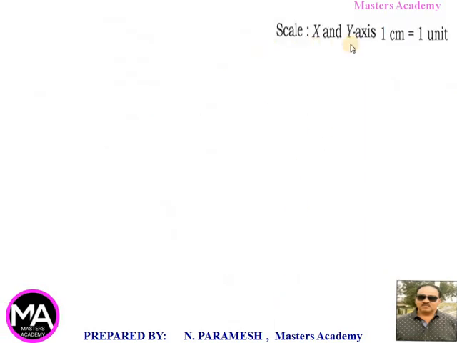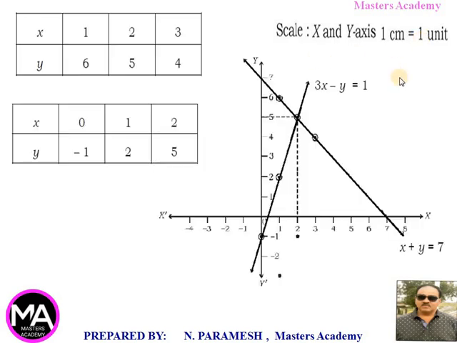Scale: x-axis 1 centimeter is equal to 1 unit, y-axis 1 centimeter is equal to 1 unit. X is equal to 1, y is equal to 6. X is equal to 2, y is equal to 5. X is equal to 3, y is equal to 4. Join the line. That line is x plus y is equal to 7.